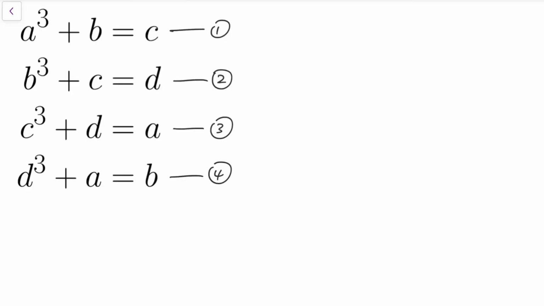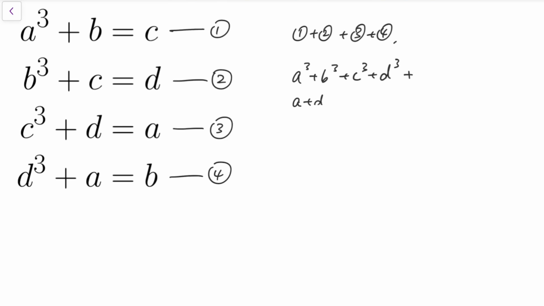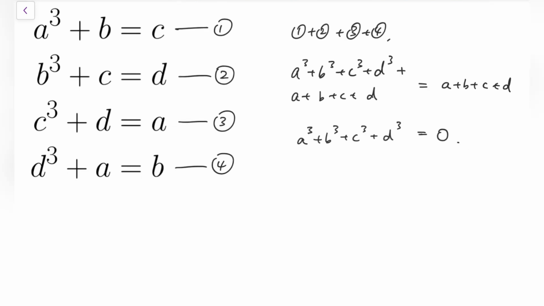The first thing that I'm going to do is to add all four equations. So adding them, on the left we have the sum of cubes and the sum. On the right we only have the sum a plus b plus c plus d. So that means the sum of cubes must be 0.